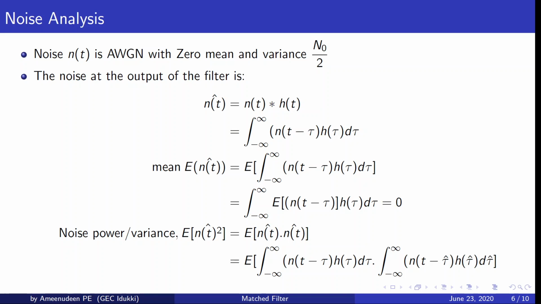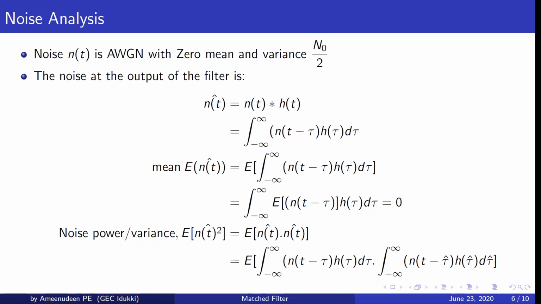Now the mean, E of n cap of t. We have already done this in the previous lecture. So it is E of integral minus infinity to infinity n of t minus tau h of tau d tau. So it is equal to integral minus infinity to infinity expected value of n of t minus tau times h of tau d tau, which is 0, because the expected value of n of t minus tau is 0.